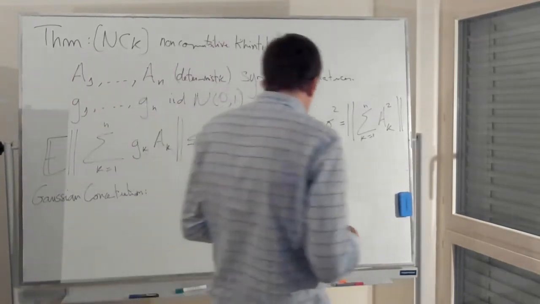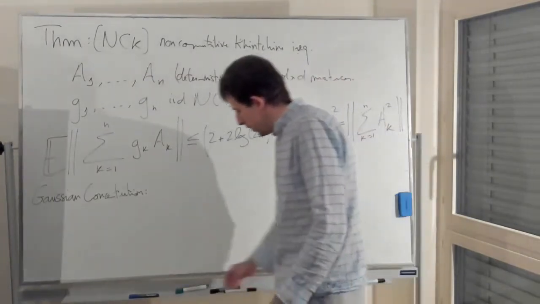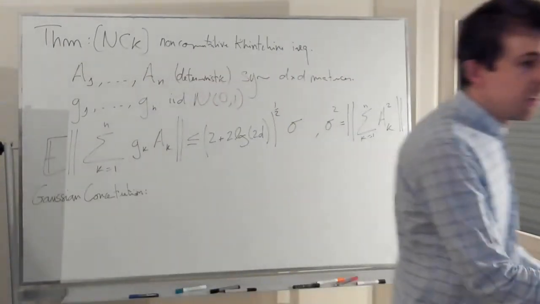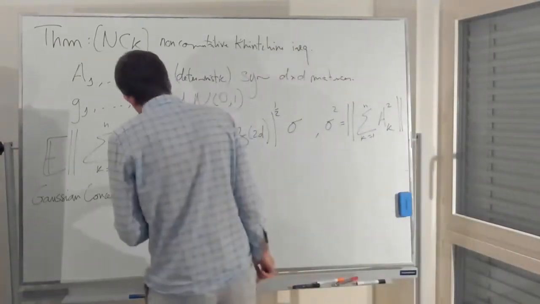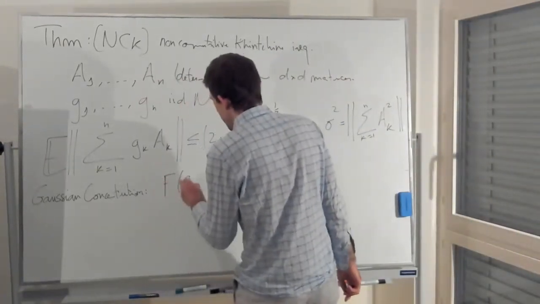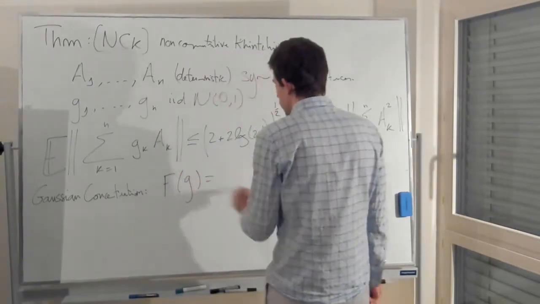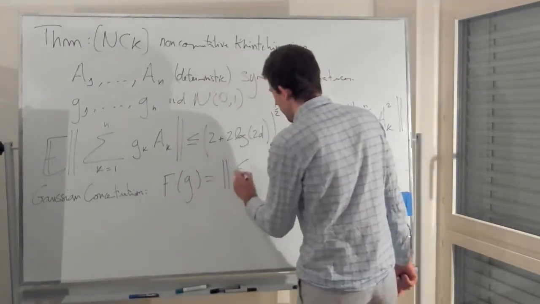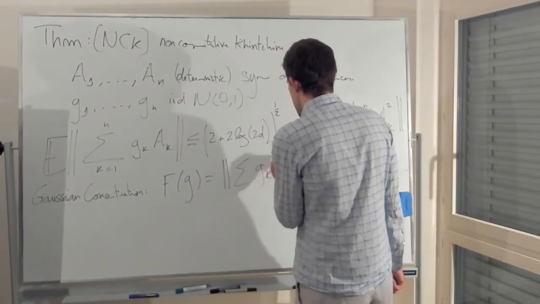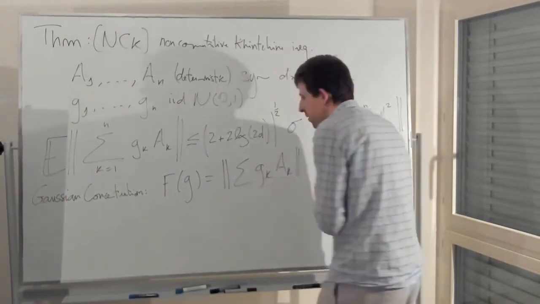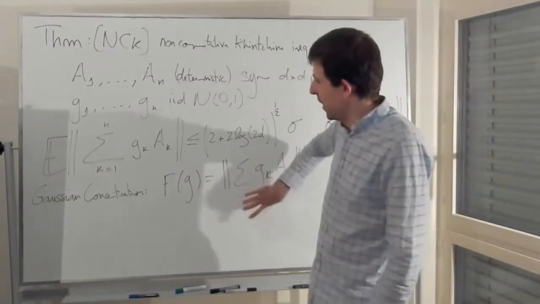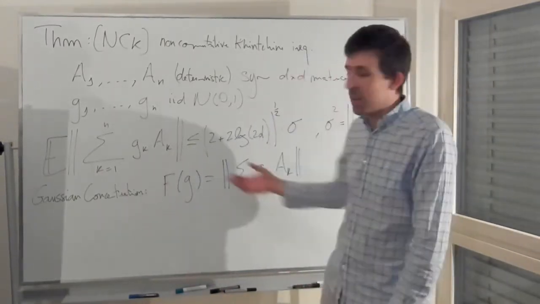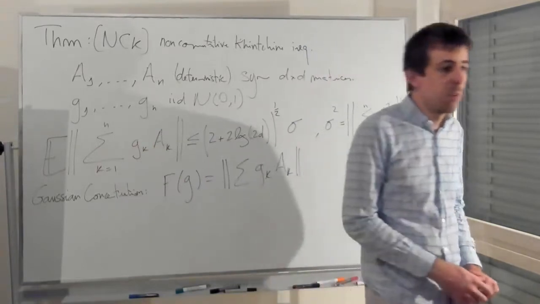Okay, so we can use Gaussian concentration. Right, so what does Gaussian concentration give us? Well, we need to define a function. It's clear what the function should be here. The function f should receive the Gaussian vector and give the spectral norm of the sum of g_k a_k. Then the value of f is exactly the term we're trying to control, and the expected value is exactly the thing we already have control for.